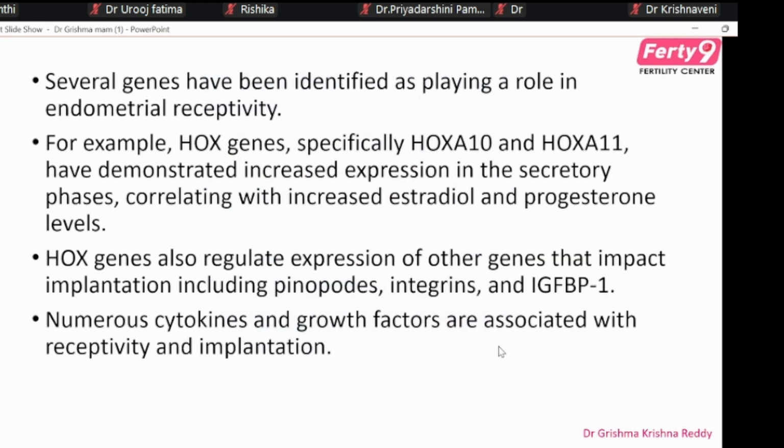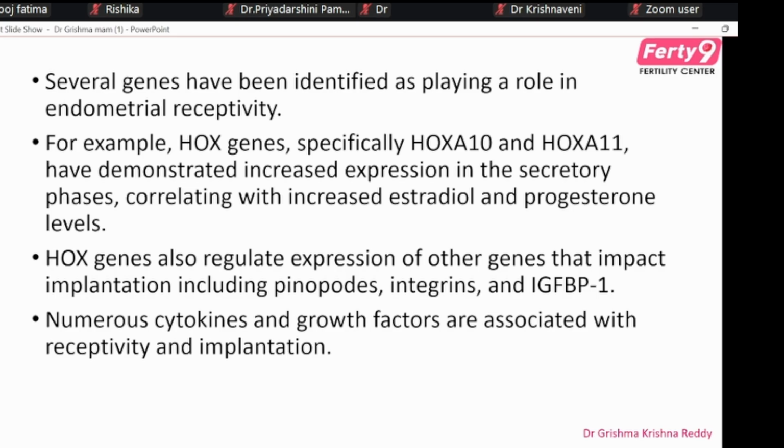So several genes have been identified as playing a role in endometrial receptivity. So many genes are there. One of the important genes are the HOX genes, specifically HOXA10 and HOXA11. They have demonstrated increased expression in the secretory phase, correlating with increased estradiol and progestogen levels. So these HOX genes also regulate the expression of other genes. So pinopods are also important for attachment. So all these pinopods, integrins, insulin growth factor, all these genes will regulate the expression.